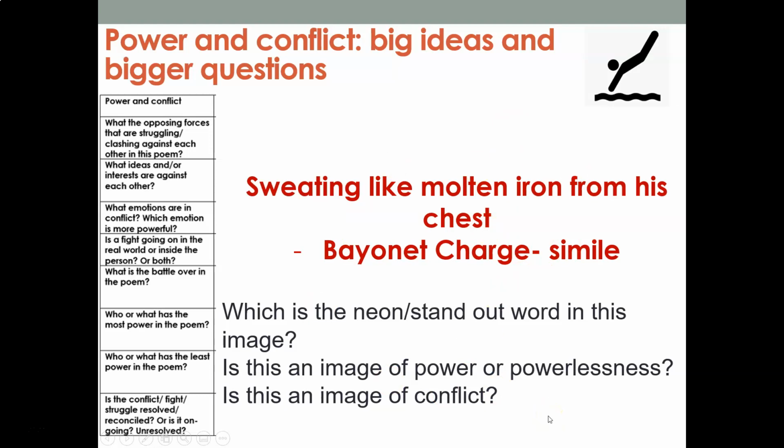Okay, so if he's powerful, if he's got power, he would be in control and command of himself. Is this an image of conflict? Does this make you think that this guy is winning or losing? What's he fighting against?